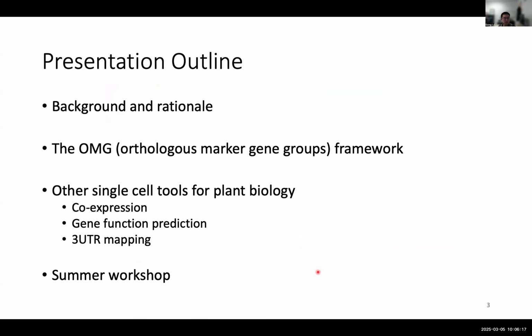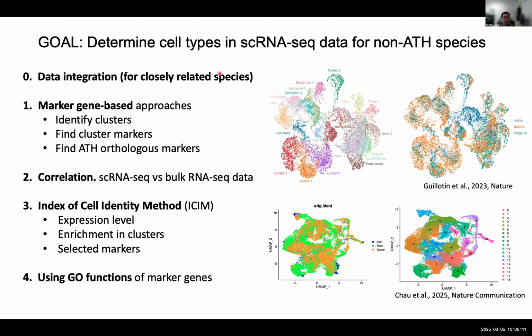This is the presentation outline, and I'm going to spend most of the time talking about the OMG work. If I have time, I'm going to talk about something else, but I practiced this several times and I think I don't have time for that. So let's get started. Why are we doing single cell cross-species matching in diverse plant species, and how did we do that?